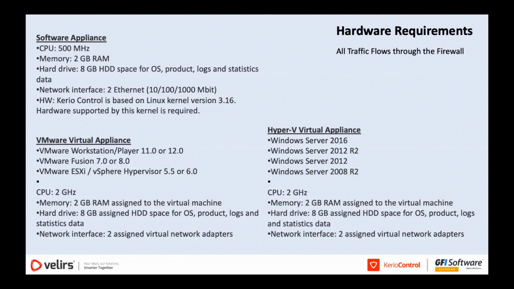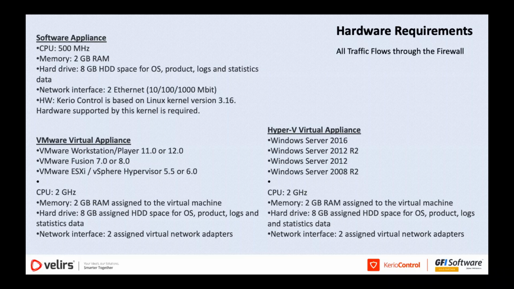And as I told you before, we support virtualization as well. We have VMware. We support Workstation, Player, Fusion in Mac, ESXi, and Hyper-V version 5 or 6 and above. Again, the hardware requirement is similar. In VMware, 2 gigahertz of processors is recommended, and the rest is going to be the same. In a Microsoft environment, we work on Hyper-V. We start with 2008 R2, 2012, 2016, 2019.